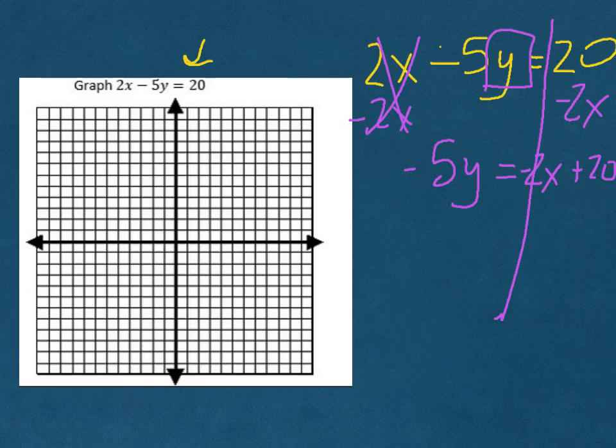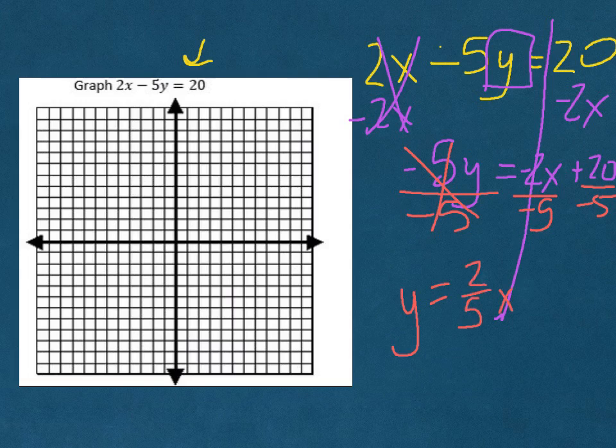And then my last thing to do is getting y by itself. I have to divide by negative 5 on all of the terms. So those cancel out, which is great. And I'm left with y equals negative 2 over negative 5. Well, negative divided by negative is positive, so I'll just leave that as positive 2 over 5x. And then 20 divided by negative 5 is negative 4. So as I'm simplifying that and simplifying that, I get my new values.